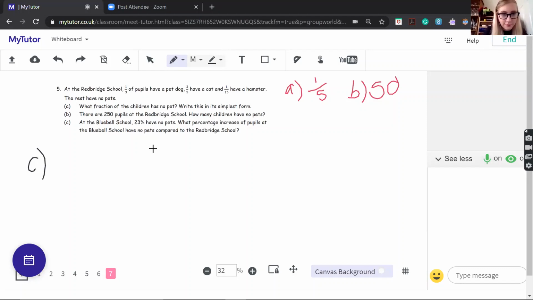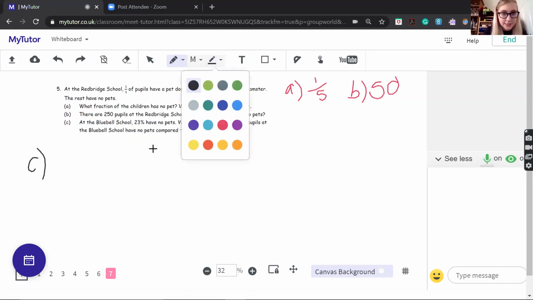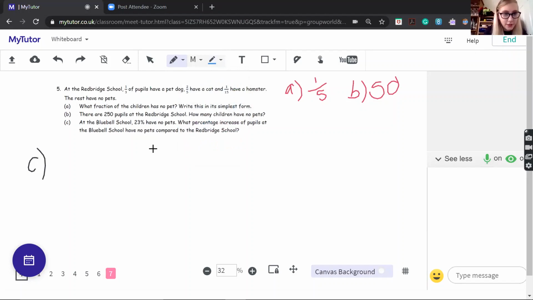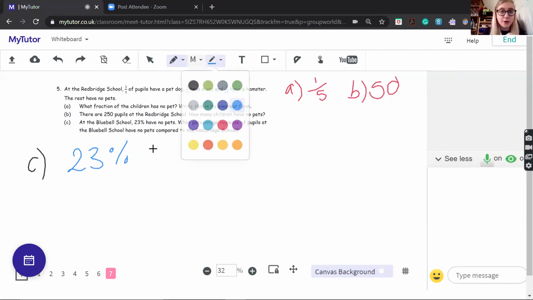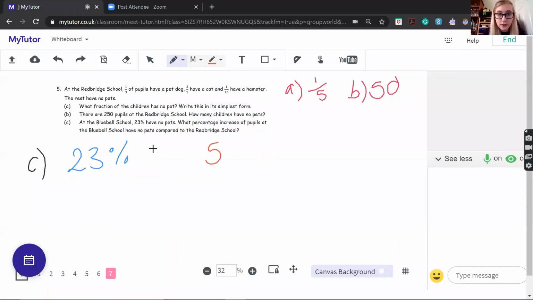So, lucky for me, they've called it Bluebell and Redbridge, which lends itself wonderfully to colour coding. So, Bluebell School we know is 23% have no pets. So it would be sensible to now work out what percentage of pupils at Redbridge School have no pets. So we know that it's 50 of their 250 pupils, or we can say 1/5. We can take either of those and see these are the same thing.